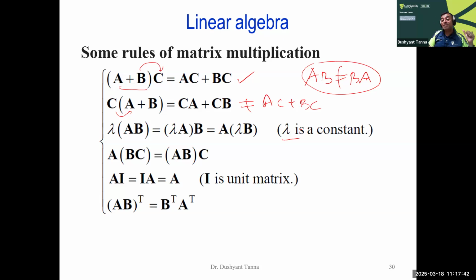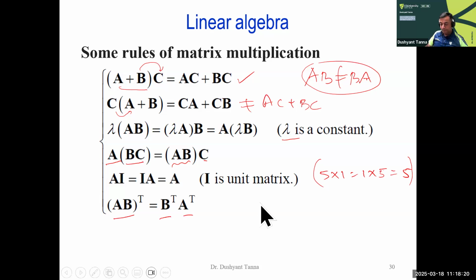Right, multiplication is associative. So if you have A with BC, it will be the same as AB with C. A times I, or I times A, is A, where I is the unit matrix. It's the same as saying 5 cross 1 is equal to 1 cross 5 is equal to 5. Similar to this, right? Which we know for real numbers. The existence of identity, the existence of a unit number or unit matrix. Okay, this is transpose. The transpose of AB is the same as B transpose times A transpose.